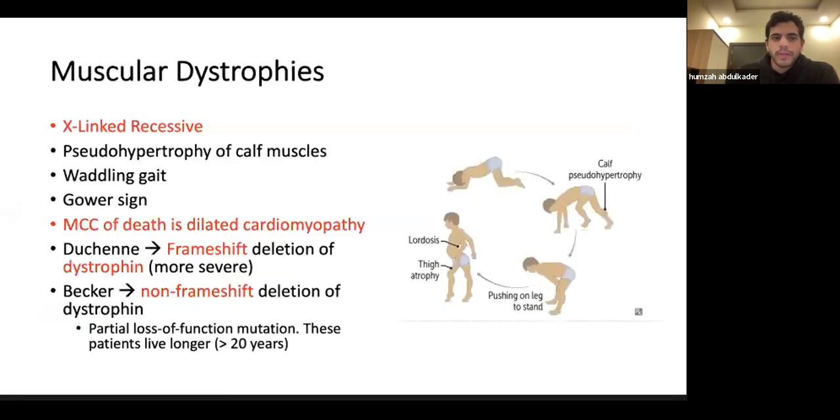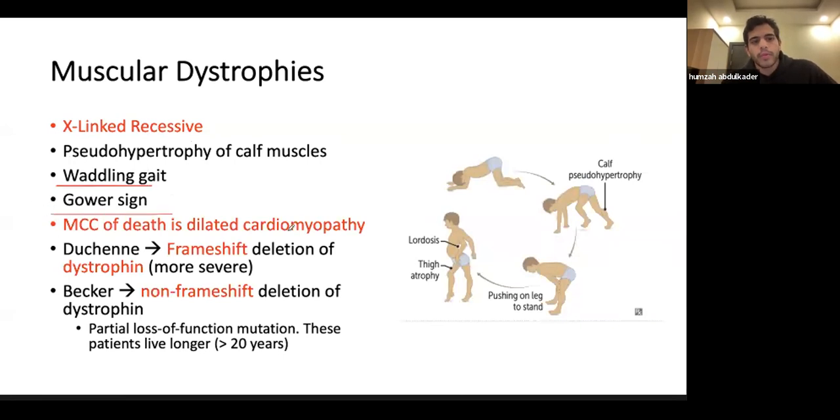And I feel like in general, this is pretty self-explanatory, right? The proximal muscles get replaced with fat. The reason why you have calf pseudohypertrophy is because at the beginning your proximal muscles are gone, so they start to walk on their toes. When they walk on their toes their calves get large, and then once their calves are large, the fibrofatty replacement comes in and becomes fat, right? So it's already enlarged because they're walking on their toes, but then that becomes replaced by fat. So that's why you have pseudohypertrophy. You have waddling gait and Gower sign.